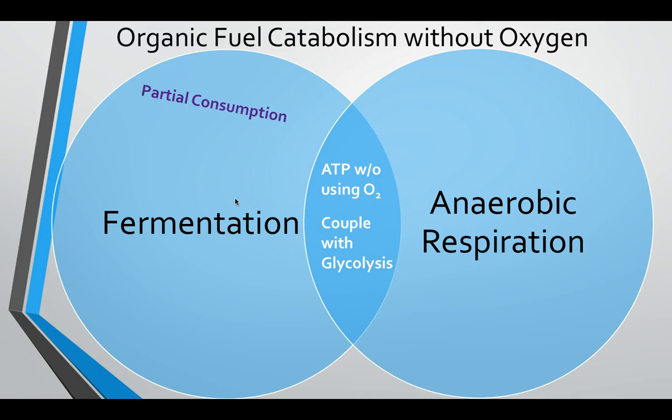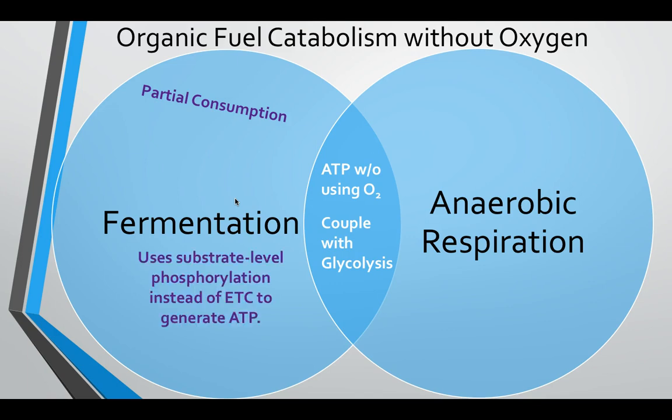Now, fermentation is going to be a partial consumption of the organic fuels. And it does use substrate level phosphorylation. It does not use electron transport to generate ATP. So there is no oxidative phosphorylation, but there is substrate level phosphorylation. And this substrate level phosphorylation happens in glycolysis.